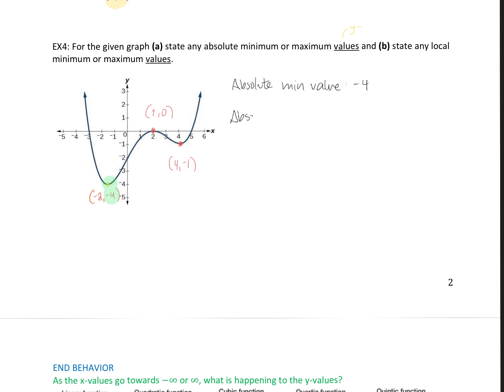And then any absolute maximum value? Well, again, we're talking about the y's. We have these arrowheads, so we're not going to have any absolute max values for y. So again, my answer would be none. Okay, we're done with the absolutes. Let's take a look at any local.